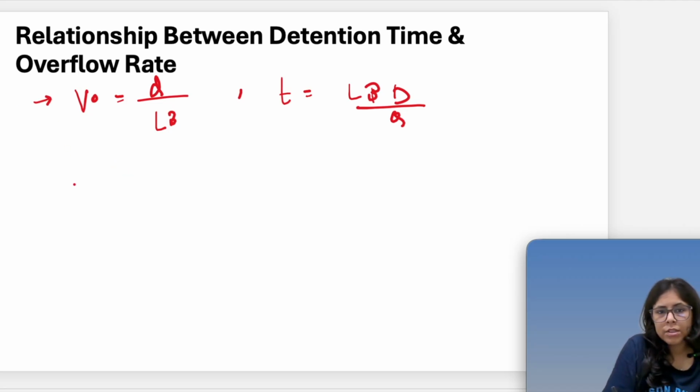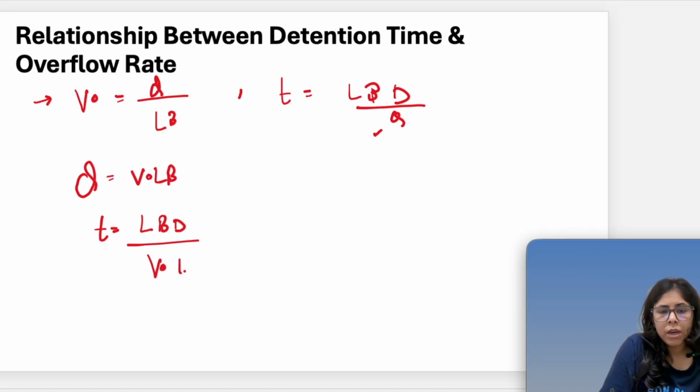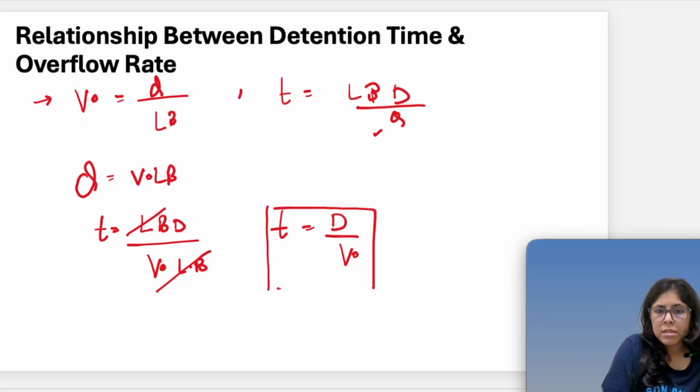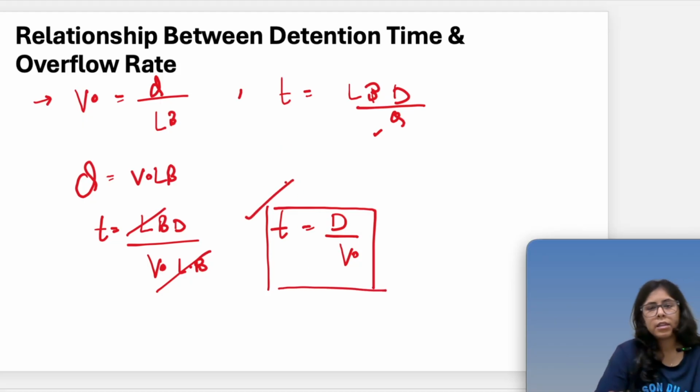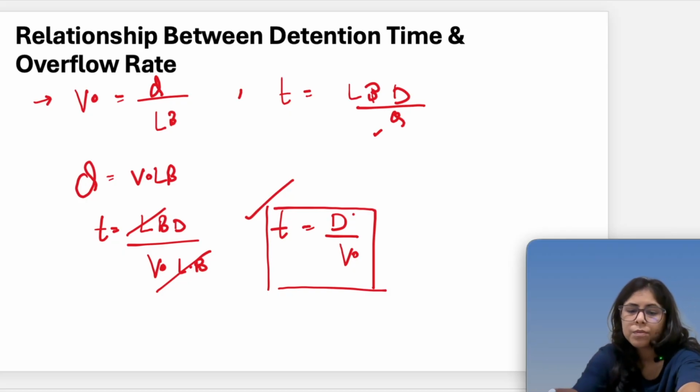From the first relation, can I say that Q is equal to V naught into L into B, and I can put it here. So T becomes L into B into D upon V naught into L into B. This L into B and L into B get cancelled out, and I get T is equal to D upon V naught. So this is the relationship between surface overflow rate and the detention time. D is the depth of the tank. So this is how we get the relationship.